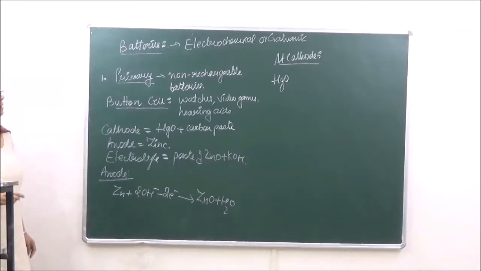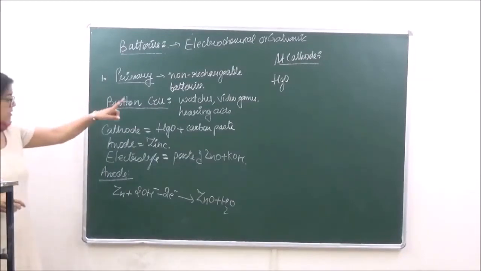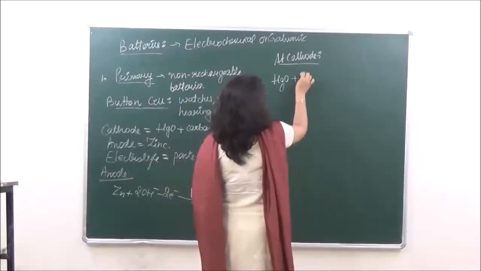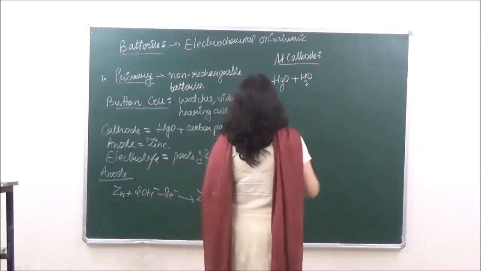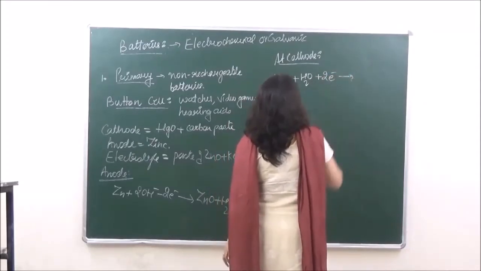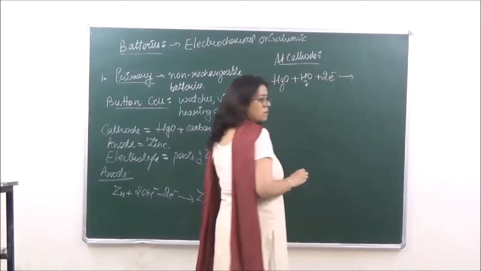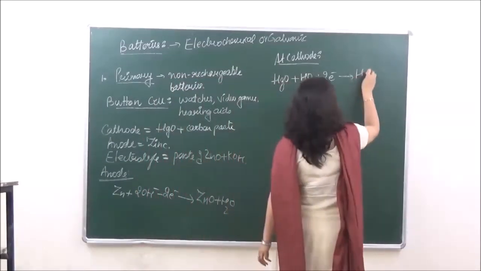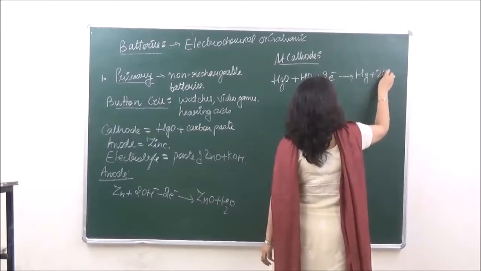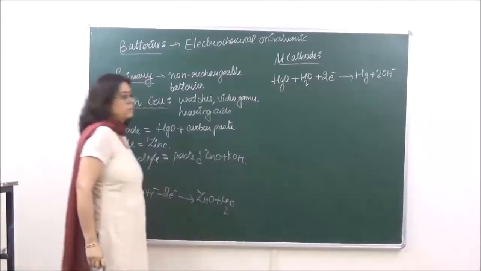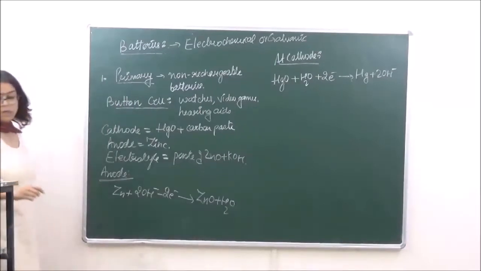Now the mercuric oxide of the cathode reacts with the water which is produced at the anode, and at the cathode reduction is going to take place, right? So this is going to give us Hg plus 2OH negative. Right? So this is the reaction of the cathode.